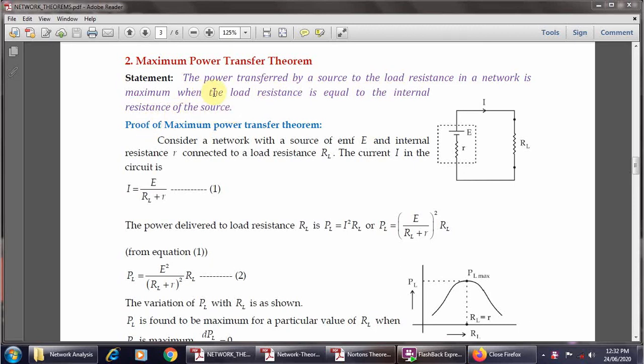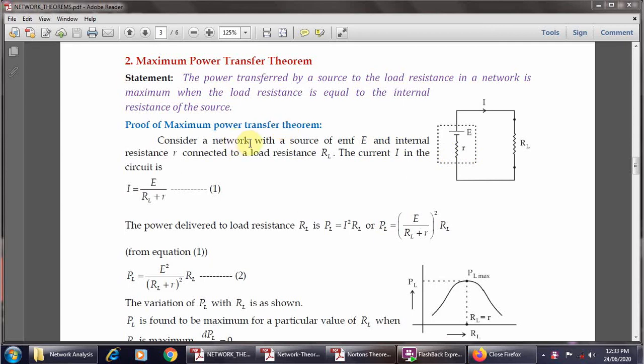For this example, there is a total EMF E provided, while the internal resistance is R. The maximum power is delivered to the load side if the load resistance is equal to the internal resistance of the source R. Then we will see the proof of the maximum power transfer theorem.